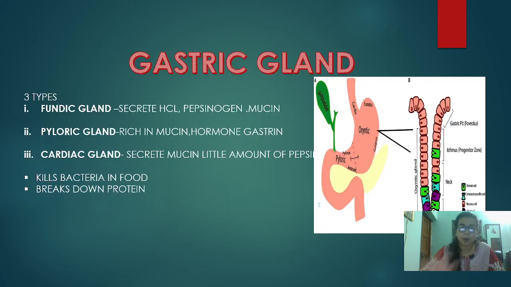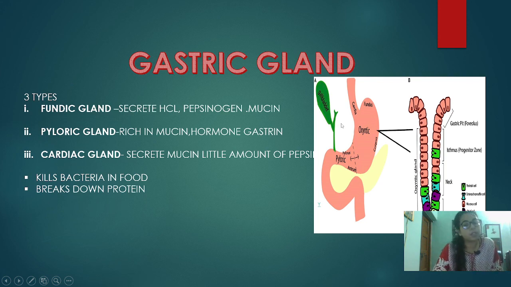Moving to the next part of the associated glands, that is the gastric gland, which is secreted from the stomach. We have already discussed in detail the structure of the stomach, that it is divided into 3 parts. First part is the fundic region, second part is the cardiac region, and the third part is the pyloric region, which is joined to the duodenum. You can see here in this diagram.